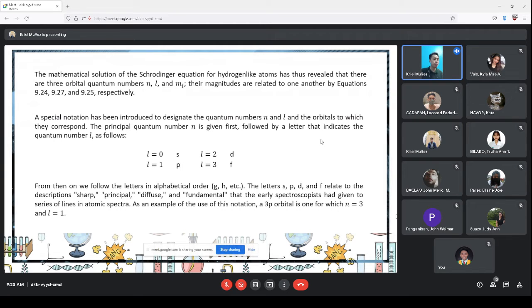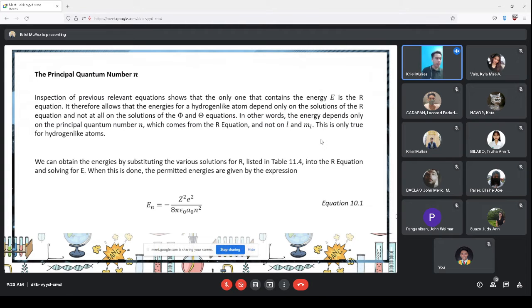So as an example of the use of this notation, we have a 3p orbital. Okay, when we say 3p, ibig sabihin nun, we have n is equal to 3, and then we have L is equal to 1. Kasi P is the letter indicating that L is equal to 1. So for a 3p orbital, we have n is equal to 3 and L is equal to 1. So when you say, for example, we have a 4f orbital, so yung n natin is equal to 4, and yung ating L is equal to 3. So ganun lang siya lagi. And I know na, alam nyo naman.